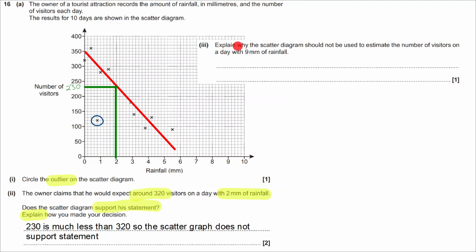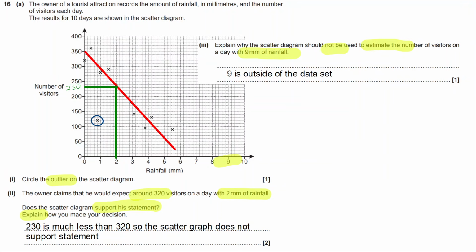Part II, it says, explain why the scatter diagram should not be used to estimate the number of visitors on a day with 9 millimeters of rainfall. Now, if we look at our rainfall down here, it goes along here. This is a classic exam question. 9 millimeters is here. This is outside of the range of data. We're going from 0. The last point is between 5 and 6. 9 is way outside the data set. So you just say that that 9 is outside of the data set. It's a classic exam question. They always ask questions like that.